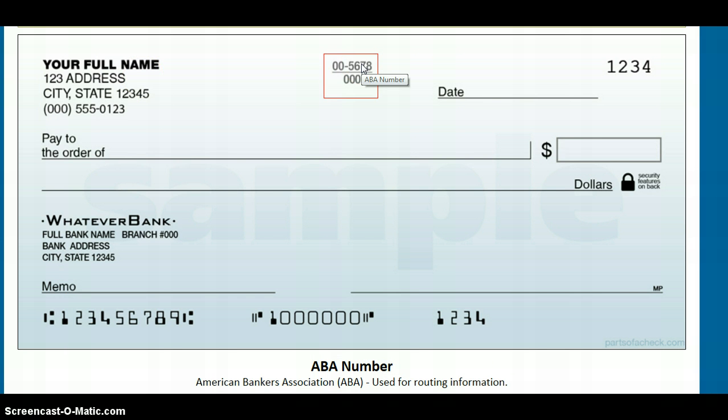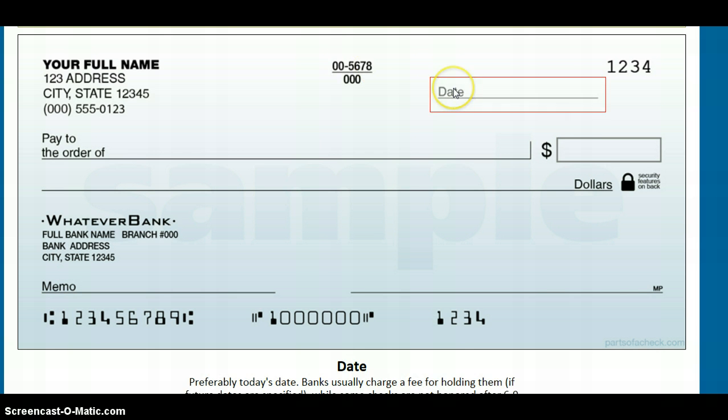Up here is the ABA number, the American Bankers Association number, and this is used for the routing information. The date is usually the day that you write the check, and if it's not, the banks will sometimes hold a charge fee for holding them until the date.